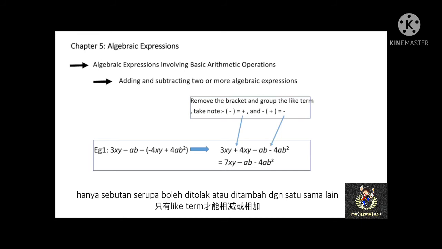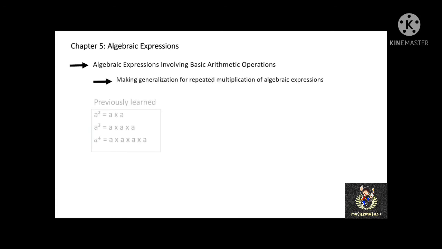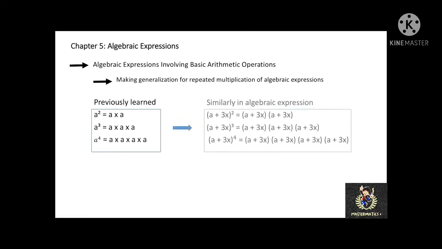Previously in the chapter 3 or just now, we have learned about a squared equal to a times a, a to the power of 3 equal to a times a times a, or a to the power of 4 equal to a times a times a times a. Similar in algebraic expression, bracket a plus 3x close bracket squared equal to bracket a plus 3x close bracket times bracket a plus 3x close bracket. And this is also applicable to bracket a plus 3x close bracket to the power of 3 and bracket a plus 3x close bracket to the power of 4.